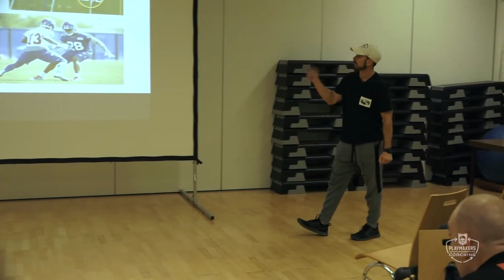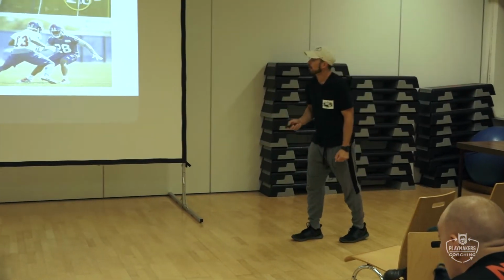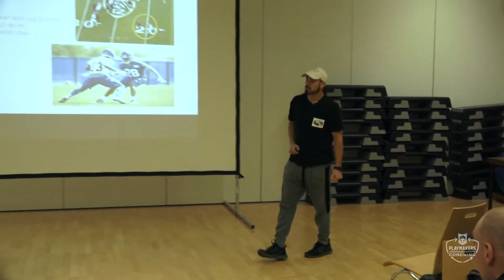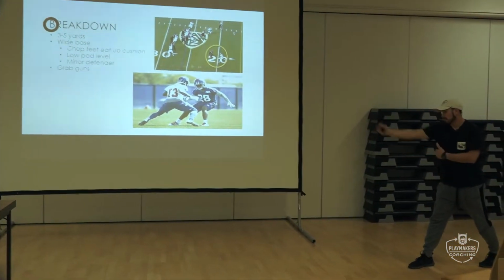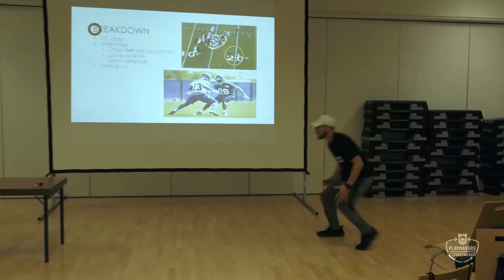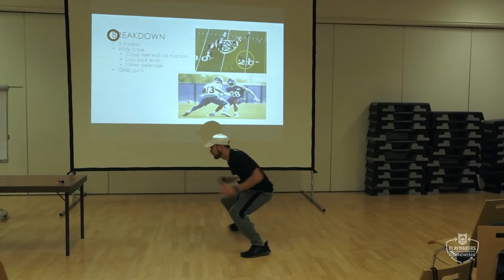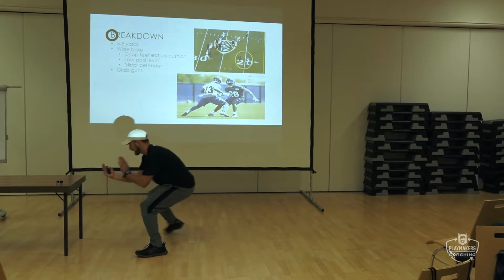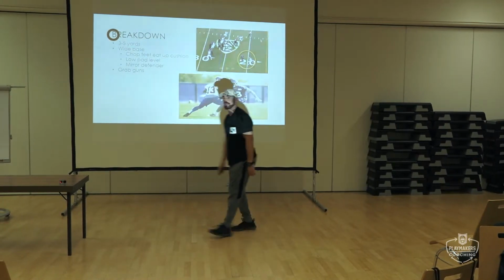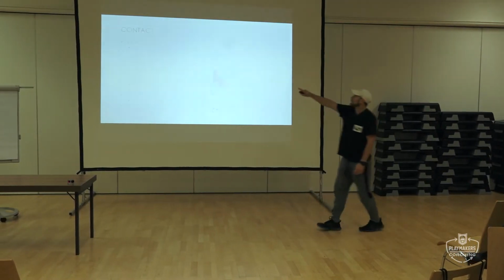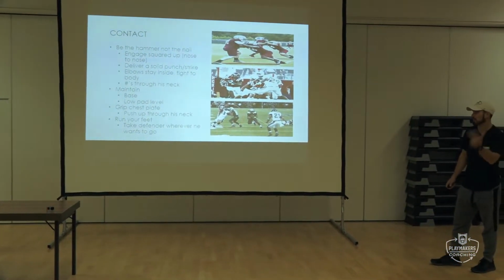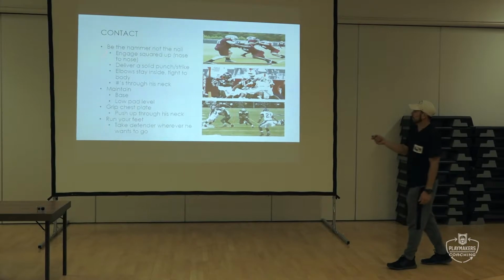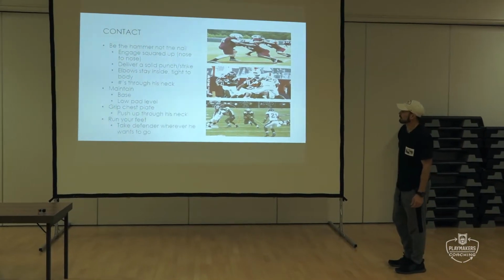So, letter B is breakdown, okay? You start breaking down. When you say the table is the DB, this is about 5 yards, I would start breaking down now. Grabbing my gun, staying low, mirroring the guy, and then once I get into striking distance, you make the letter C. Contact, okay? Alignment, breakdown, contact. First thing I have on there, be the hammer, not the nail.